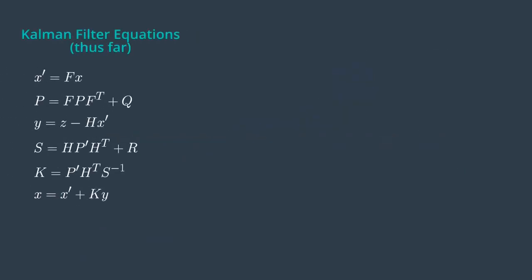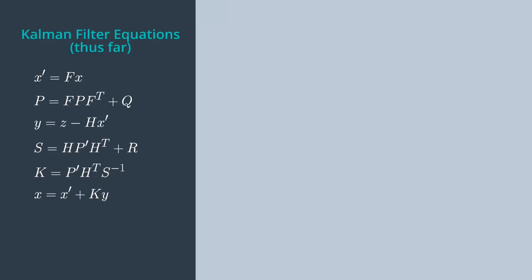Here are the Kalman filter equations that you've seen thus far. We'll be using them to take a look at the 2 extreme cases for a Kalman filter: the case where the sensor's measurements are perfect, and the case where the sensor produces completely uncertain data. Let's start with a perfect sensor.